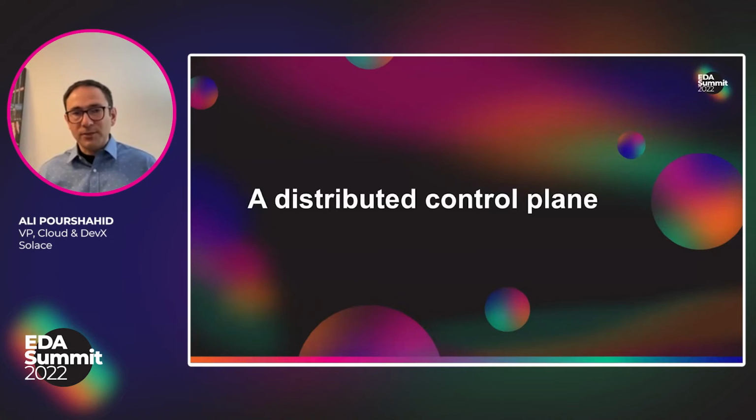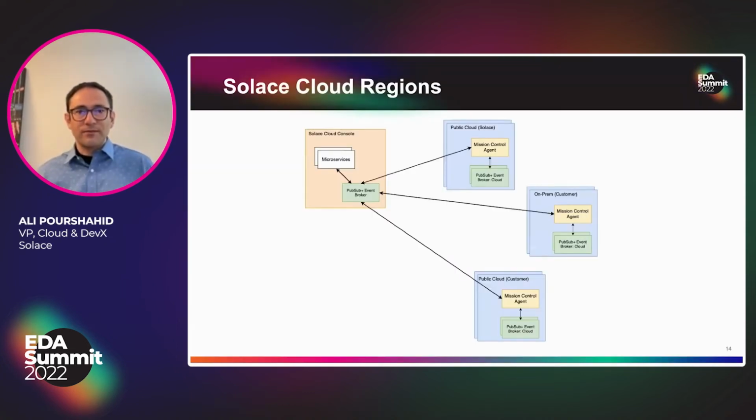Right. As they say, architecture is all about trade-offs, and you have to pick and choose which one is going to win for you in your context. So why don't we go to the next one, the distributed control plane, and James is going to take us through this one. James, go ahead.